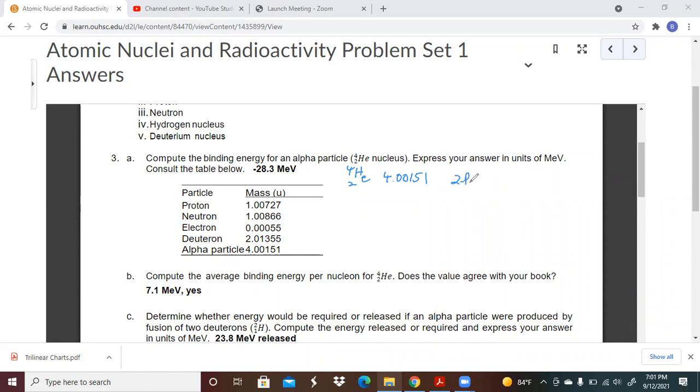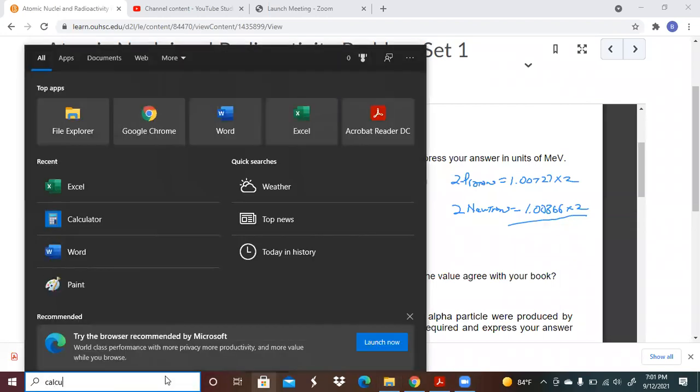So we have 2 protons, which is going to be 1.00727 times 2. We have 2 neutrons, which is going to be 1.00866 times 2. Adding those up. And the way I am going to do this, I'm going to stop that there for just a minute, call up the calculator.